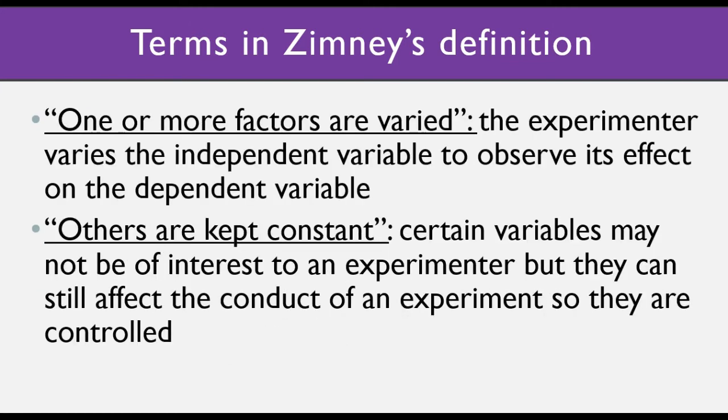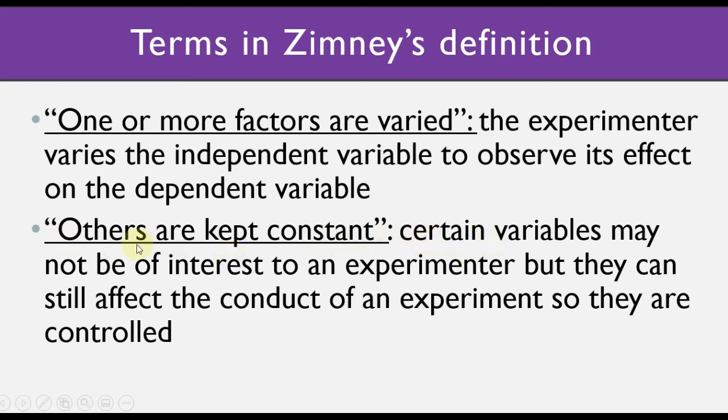One or more factors are varied. The experimenter varies the independent variable to observe its effect on the dependent variable. Okay? Meaning to say, tinitingnan natin kung how this independent variable na nakaka-apekto dito sa dependent variable. Kapag in-apply ba natin to, magbabago sa independent variable. Okay? Others are kept constant.